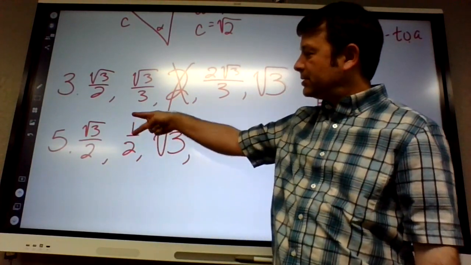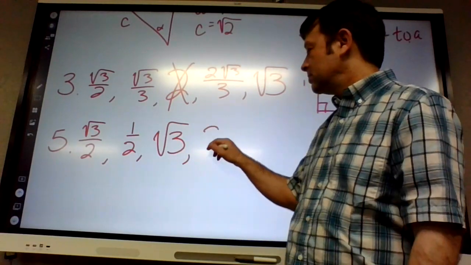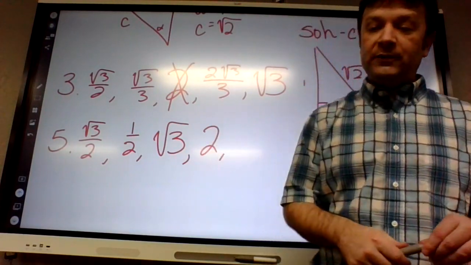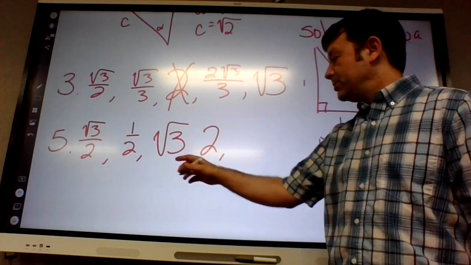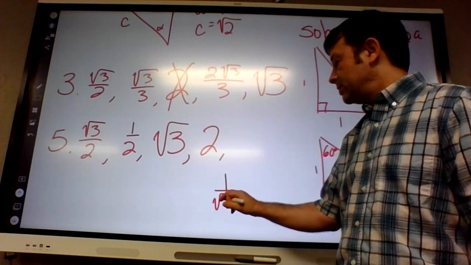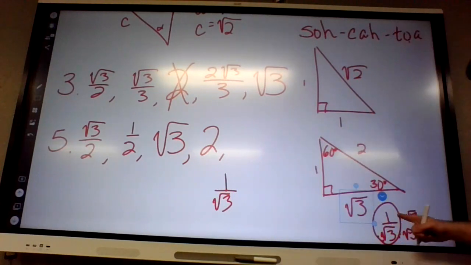Cosine. So it's going to be 2. Cotangent is what flipped? Tangent. So square root of 3 over 1 becomes 1 over square root of 3, which we did earlier, was square root of 3 over 3.